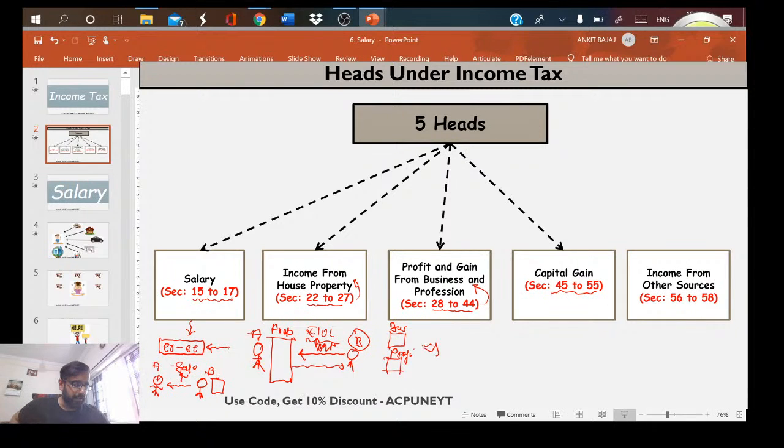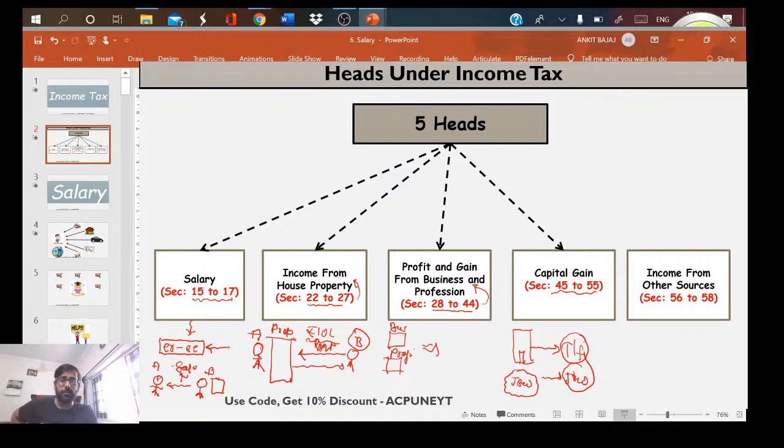So whatever profit is earned from business and profession will be taxable under the head PGBP. Now, let's suppose you are having some capital assets, for example one building, or some other assets like jewelry. Now you are transferring this building or jewelry to some other person. Is it clear? That will be taxable under the head capital gain.